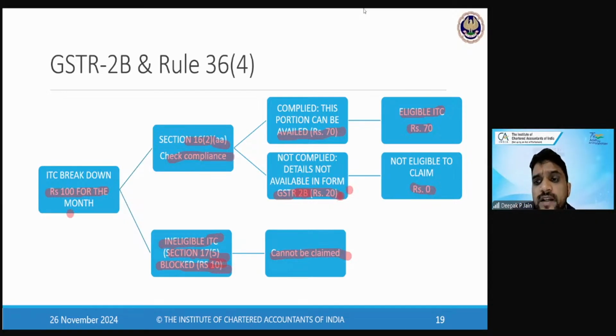Now, what is appearing in 2B we can claim, except importing of goods, RCM and ISD. For this, it is not appearing in 2B. Correct. Because those will not appear. So for the other credits, the requirement is that it has to appear. For these three cases of importing of goods, RCM and ISD, this will not appear in 2B. Still, you can claim it.